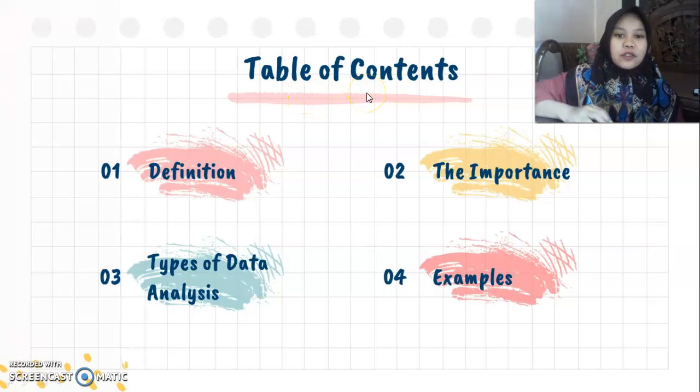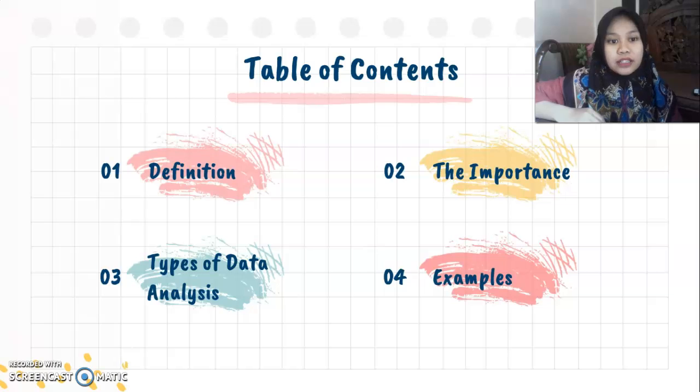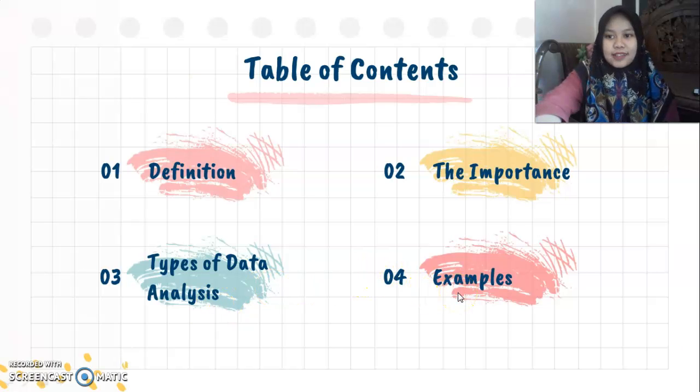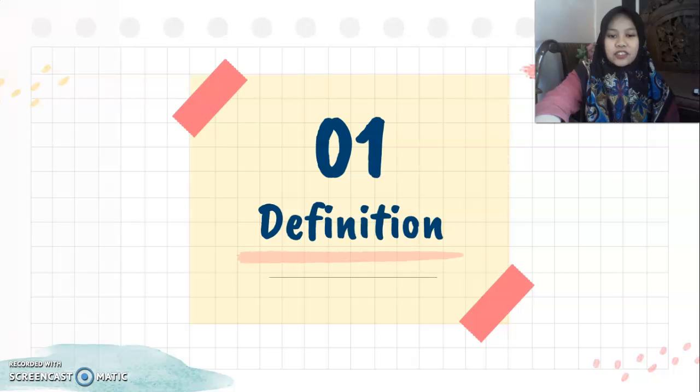Table of contents. So these are the contents that I would like to talk about in this data analysis topic. First is definition, second is the importance of data analysis, third types of data analysis, and fourth examples. Next. First, definition. Let's get started with the definition first.